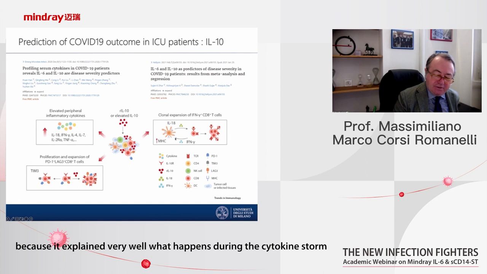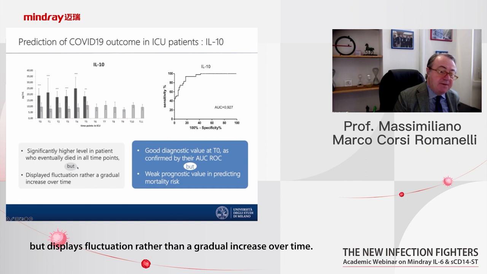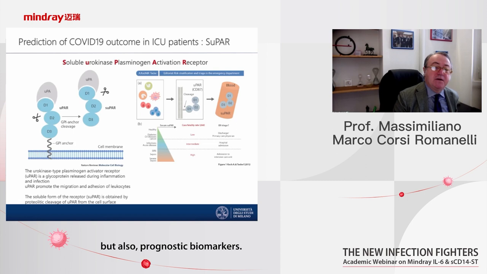So IL-10 is very important also for IL-18, but also for TIM-3. IL-10 in our patients is significantly higher, but displayed fluctuation rather than a gradual increase over time. So it has a good diagnostic value at zero, as confirmed by the ROC curve, but a weak prognostic value in predicting mortality risk. So it starts at the beginning, but it has a weak prognostic value. And we need not only diagnostic, but also prognostic biomarkers.